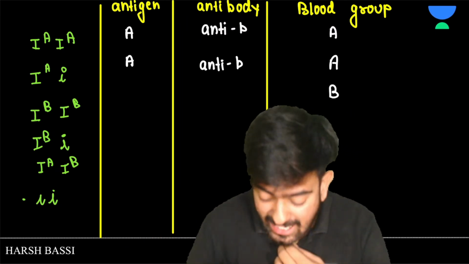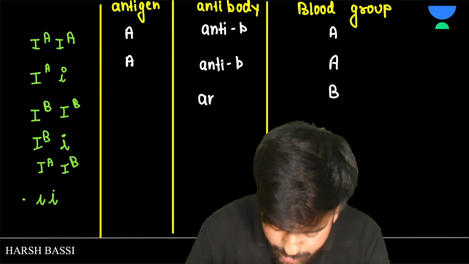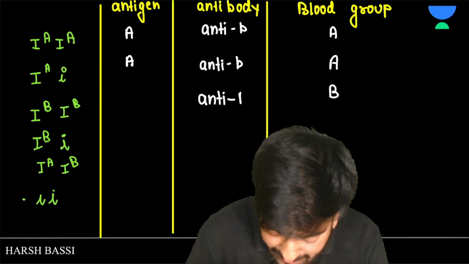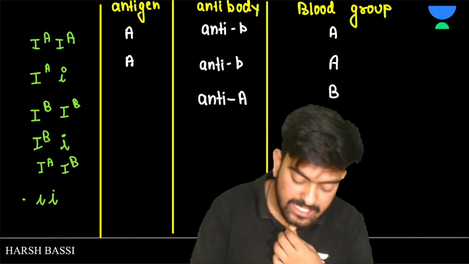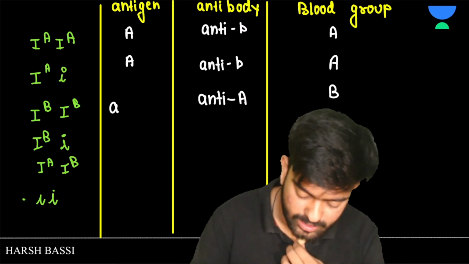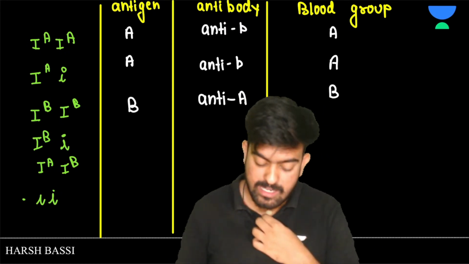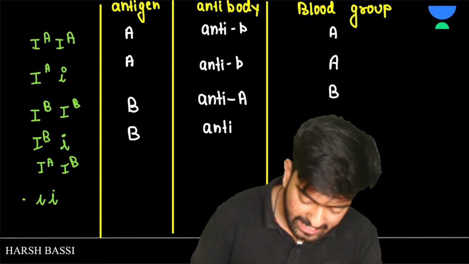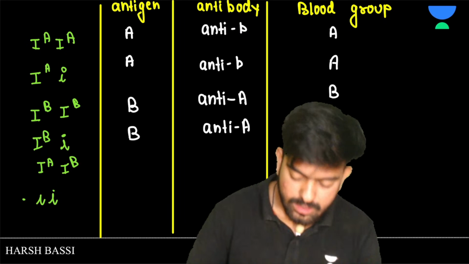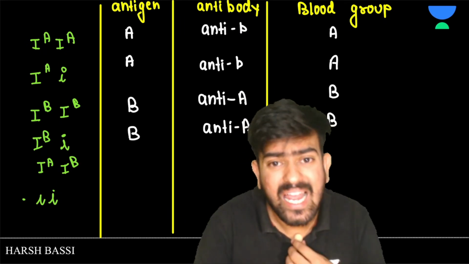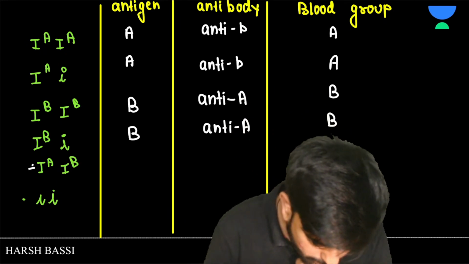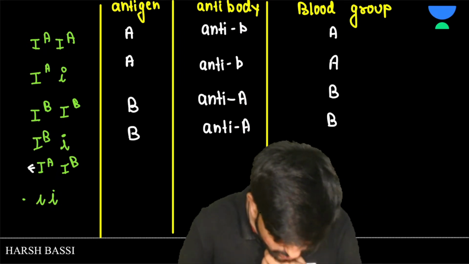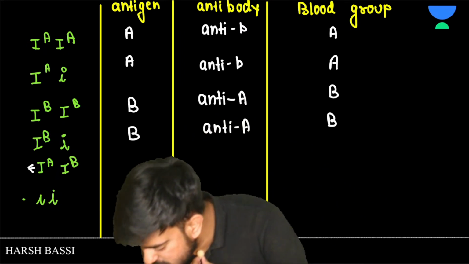Antibodies will be what? The blood group B is going to produce antibodies of A. Clear? And the antigen will be what? The nameplate will be of B. Similarly, here also B, anti-A and B. Great. IA, IB. This is the case of codominance.